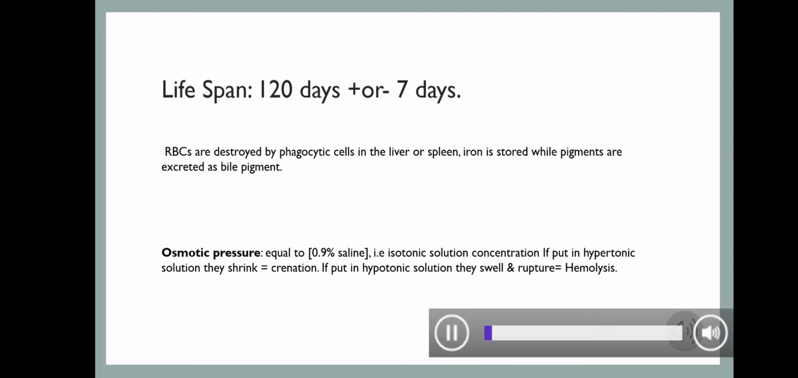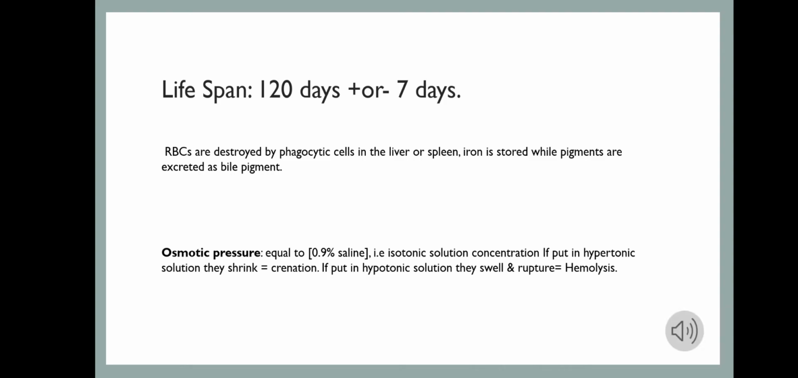Lifespan of RBCs is 120 days, plus or minus 7 days. RBCs are destroyed by phagocytic cells in the liver or spleen. Iron is stored while pigment is excreted as bile pigment. Osmotic pressure of RBCs equals 0.9. This is called isotonic solution concentration.